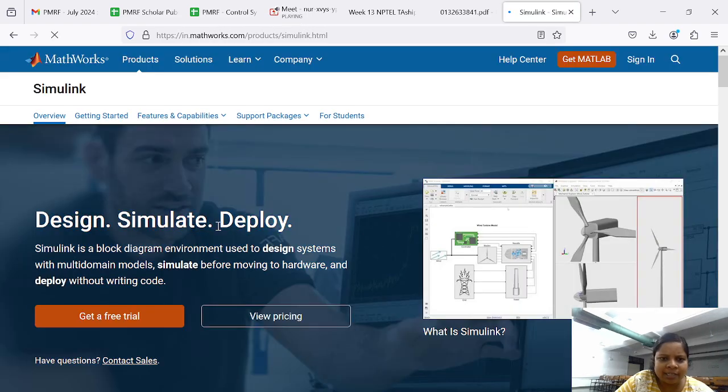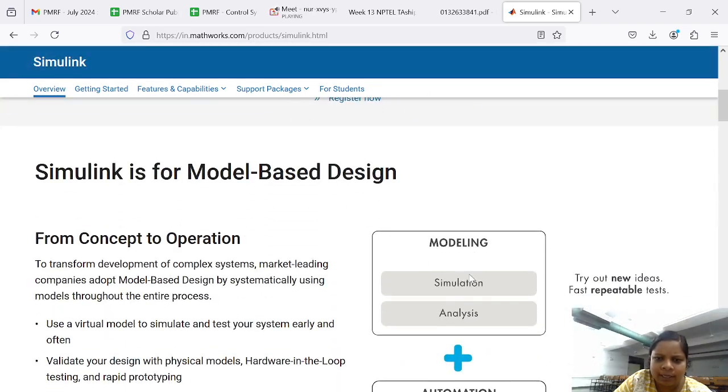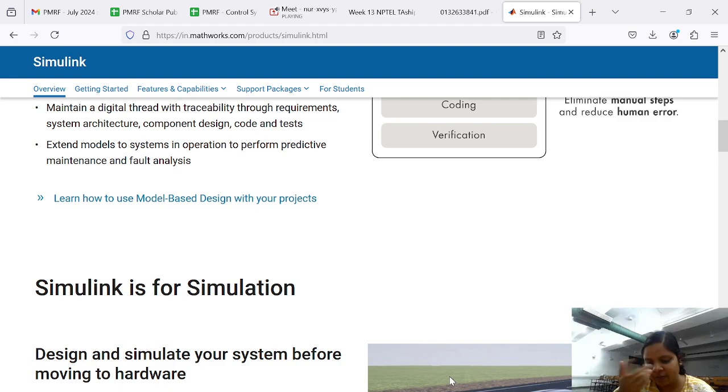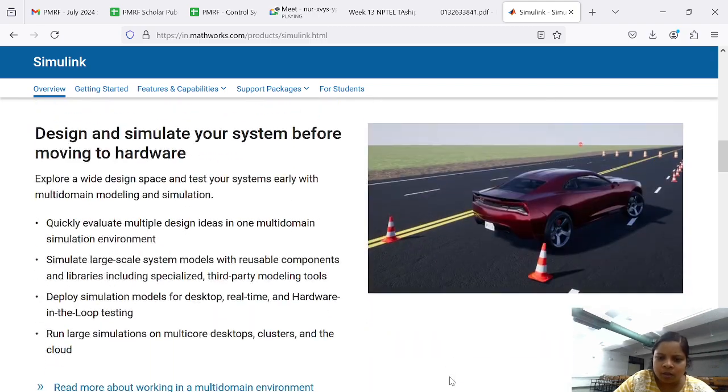See, you can design, simulate, and deploy. So this is basically the kind of screen that you'll get. It is a wind turbine model. So it is able to do this. Then you can do all sorts of things. You can design your electric vehicle over there. You can design a simple power grid system over there.